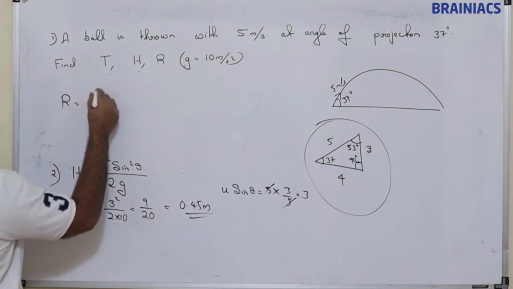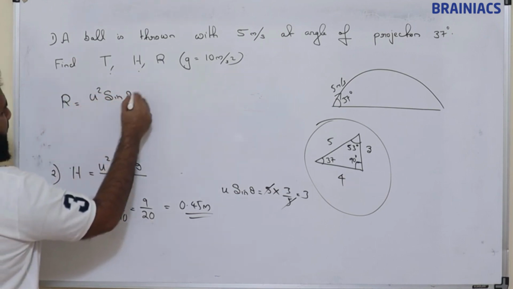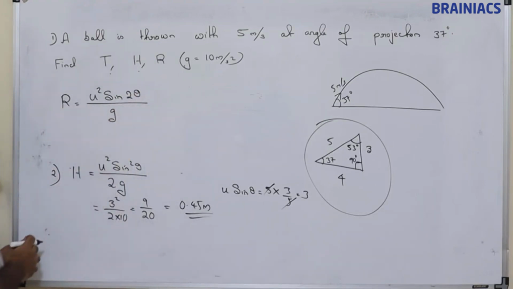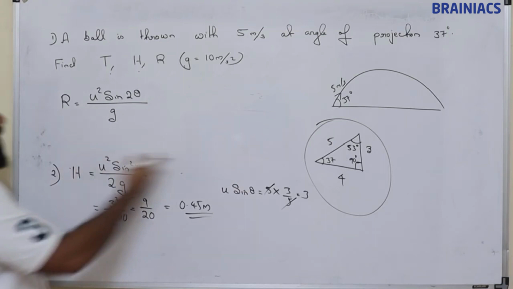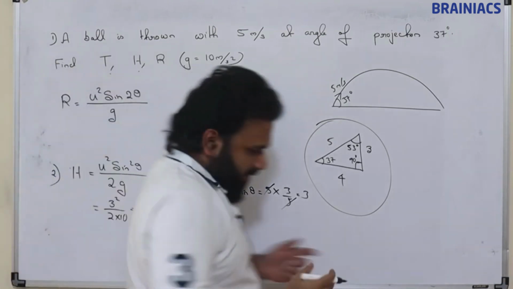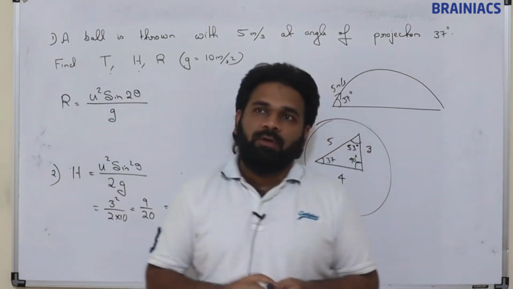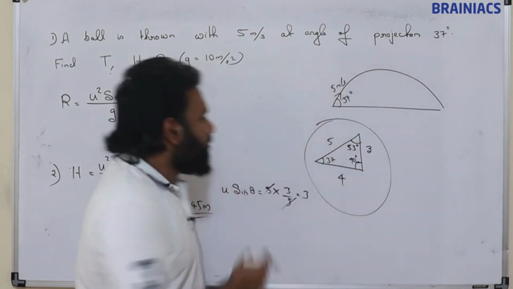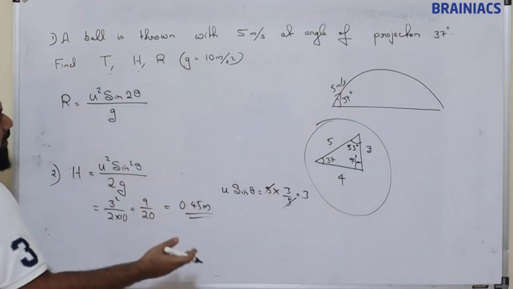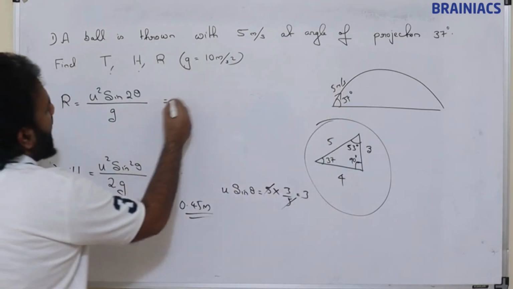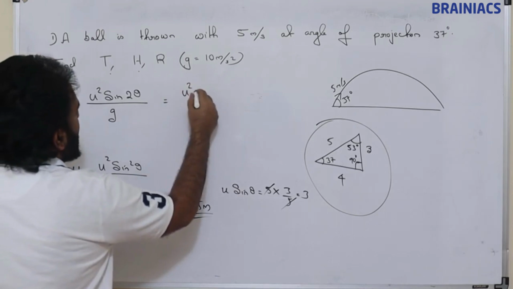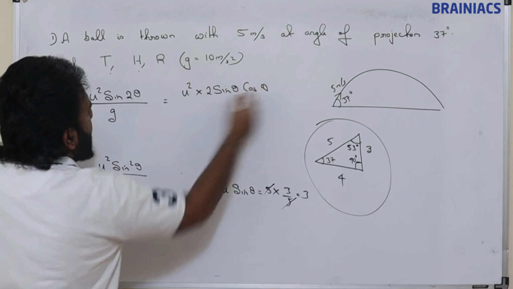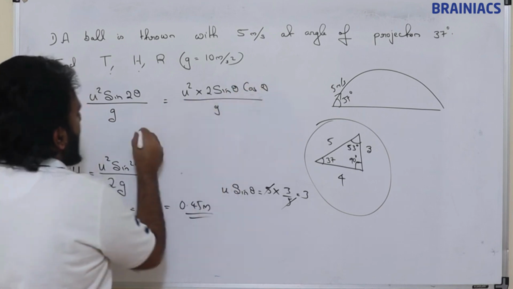So range is u squared sine 2 theta divided by g. If we take sine 37, we know if we try to take the double of 37, we will have to remember one more value, so we need not go for that. Better, what we will do is u squared into 2 sine theta cos theta divided by g. This one we will do.